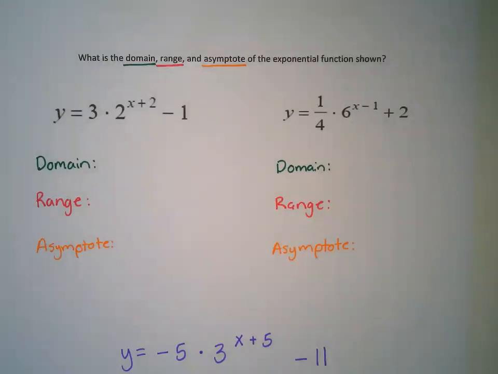All right, to help you out with numbers 7, 8, and 9, we're looking at this question. What is the domain, range, and asymptote of the exponential function shown? I've got 3 examples here. We're going to go through all 3.